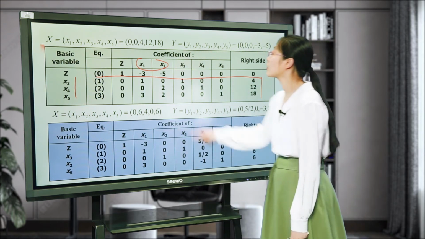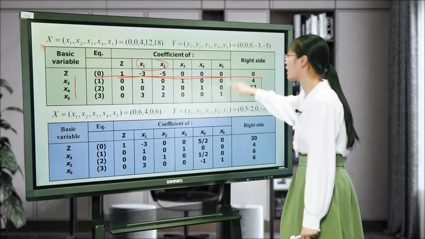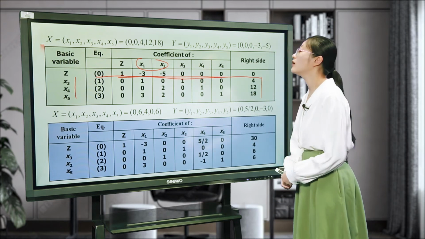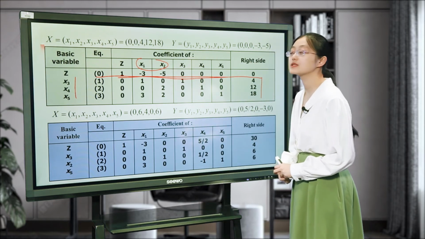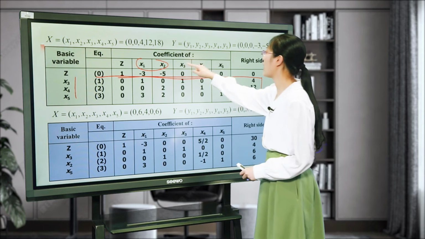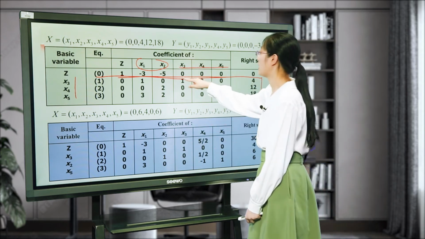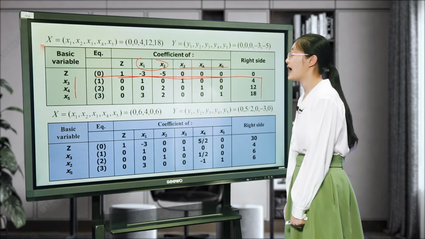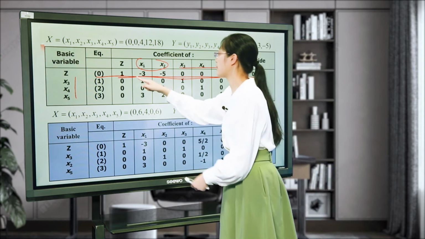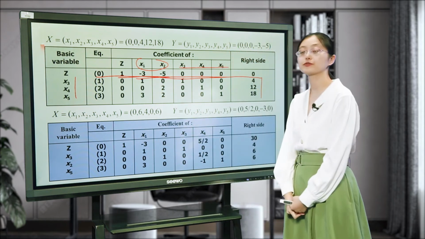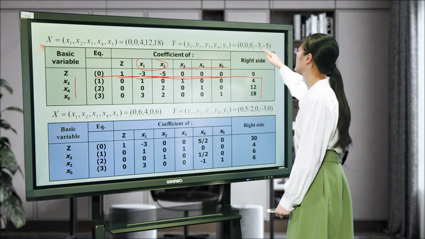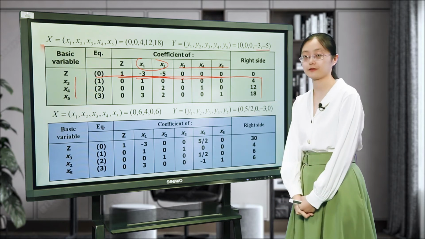And also reading from the first row, our variables in the dual problem, y1, y2, y3, correspond to the slack variables. They take values 0, 0, 0. And then, cyclically shifting from the beginning, the rest of the variables in the dual problem take values -3, -5.